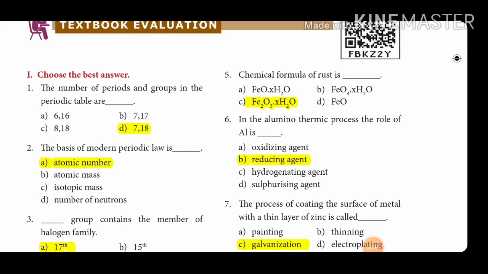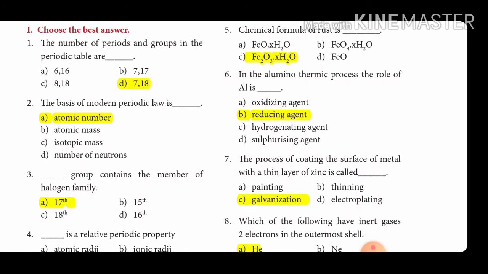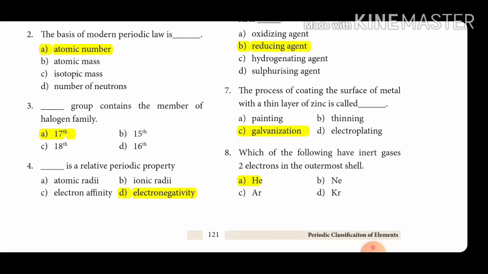First one, let us choose the best answer. First one, the number of periods and groups in the periodic table are 7, 18. That is 7 periods and 18 groups. Second one, the basis of modern periodic law is atomic number. Third one, dash group contains the number of halogen family, that is 17th group.